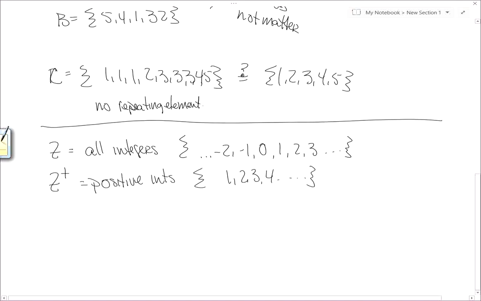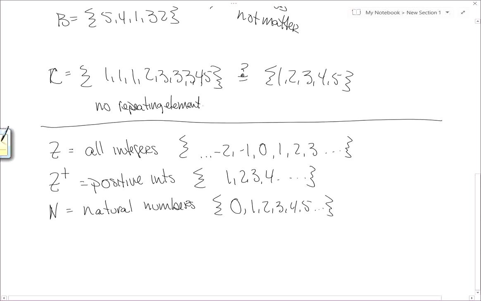When I'm using the ellipses or the three dots, I need to indicate a large enough pattern so that people will know how to continue where the ellipses are present. The next set is called natural numbers. These are all natural numbers. For the purposes of our book, a natural number is just a Z plus that contains the number 0, 1, 2, 3, 4, 5, and so on and so forth.